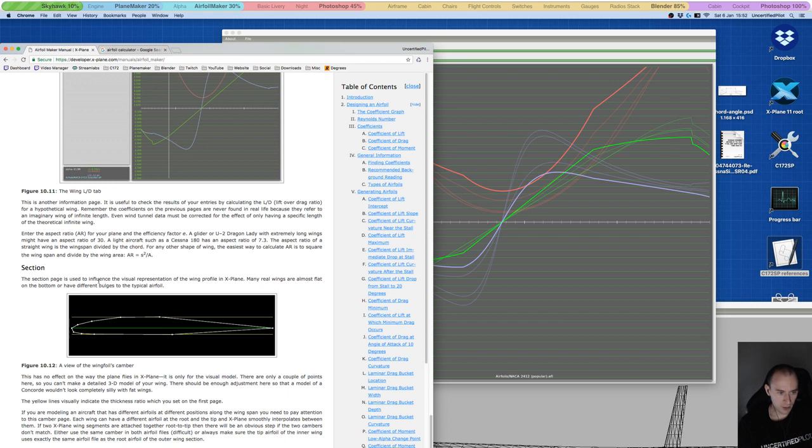Section. The section page is used to influence the visual representation of the wing profile and X-Plane's wing. The visual. Many real wings are almost flat on the bottom or have different bulges to the typical airfoil.